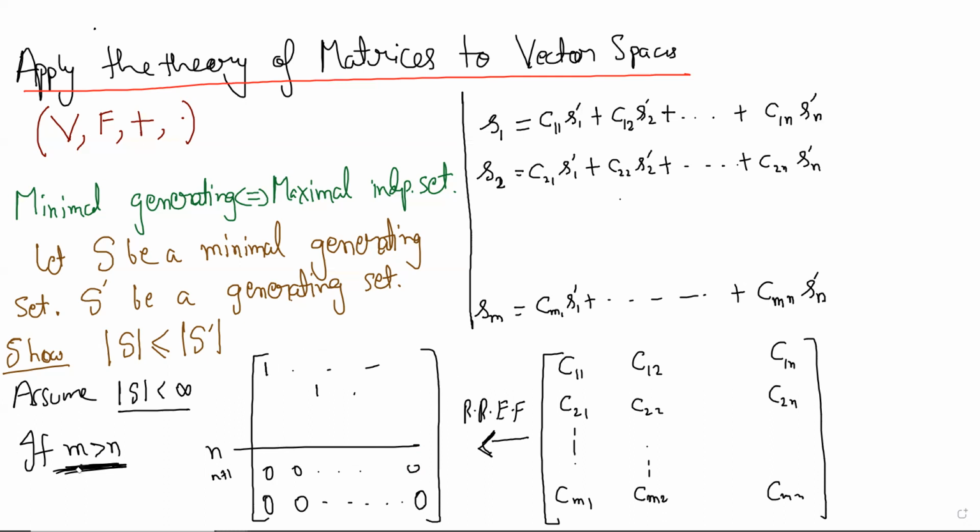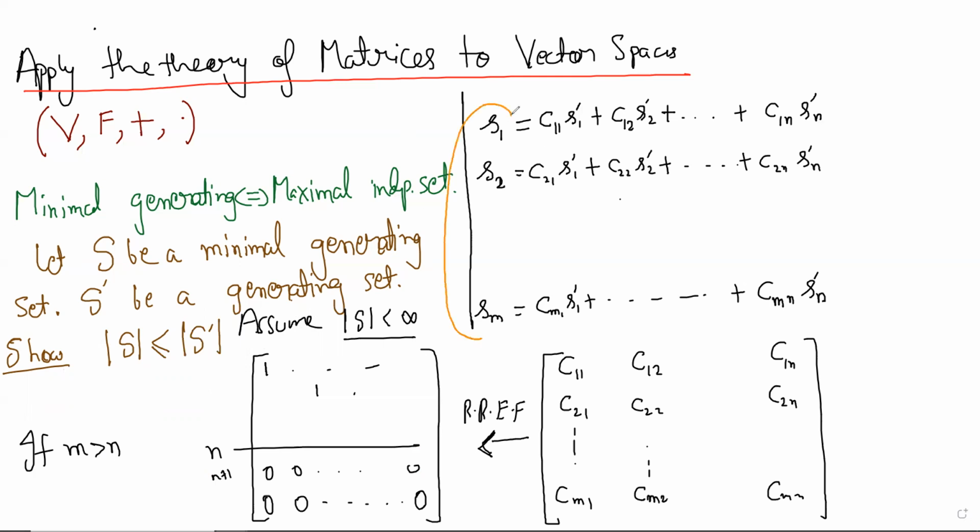Okay. Now, are we done? Yes. How are we done? See, the point here is that if S1 to Sm is a minimal generating set, which means it's a maximal independent set.